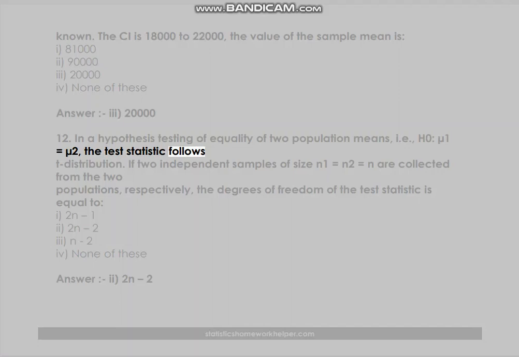12. In a hypothesis testing of equality of two population means, i.e., H0: μ1 equals μ2, the test statistic follows t-distribution. If two independent samples of size n1 equals n2 equals n are collected from the two populations respectively, the degrees of freedom of the test statistic is equal to: 1. 2n minus 1, 2. 2n minus 2, 3. n minus 2, 4. None of these. Answer: 2. 2n minus 2.